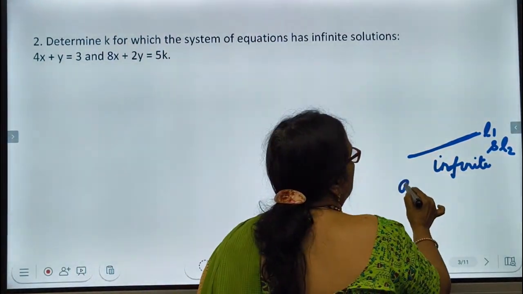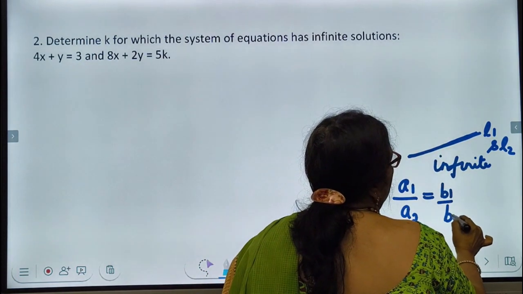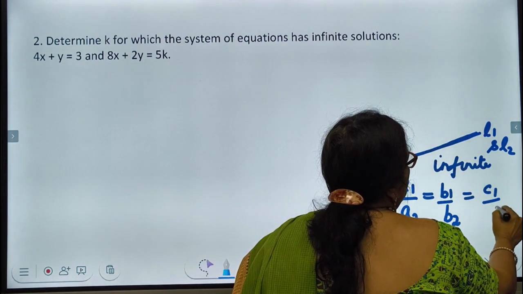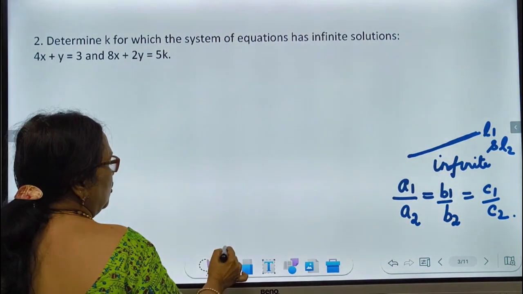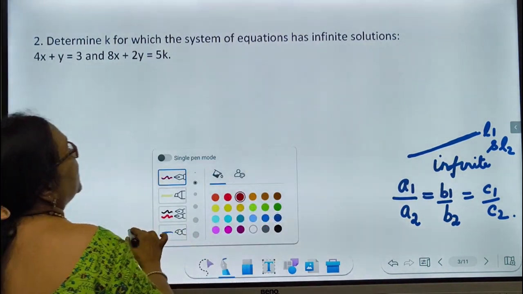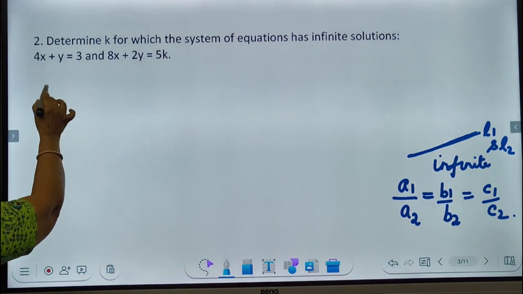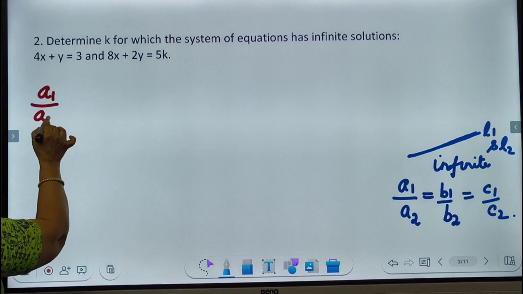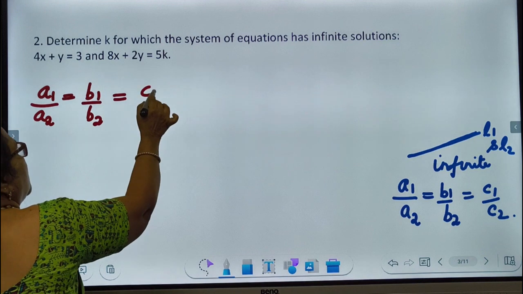And what is the condition for that? A1 by A2 equal to B1 by B2 equal to C1 by C2. Now what is given? You are asked to find the value of k for which the given system of equations has infinitely many solutions. That means they represent coincident lines. And the condition for infinitely many solutions is A1 by A2 equal to B1 by B2 equal to C1 by C2.